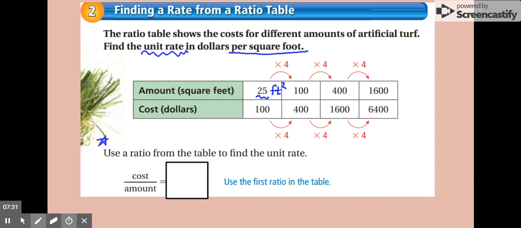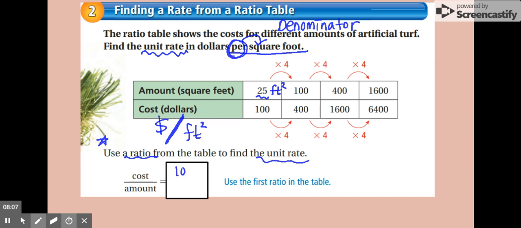So what we're going to do is use a ratio from the table to find the unit rate. Okay, so cost to amount, because we want to know how much you're going to pay, how much it will cost per square foot. After per, this should be the denominator. So dollars, how much do you need per square foot?